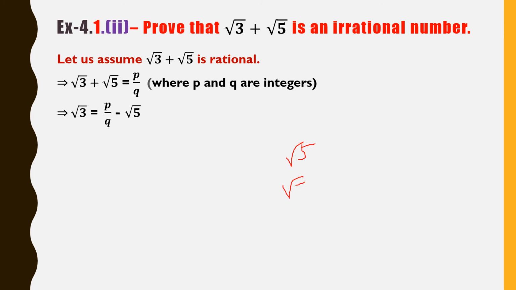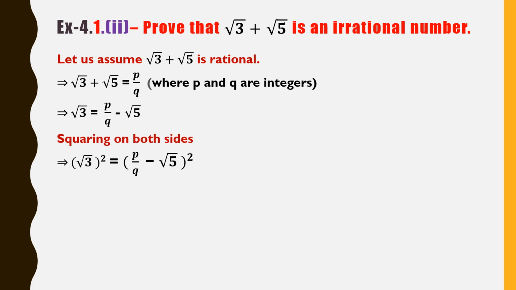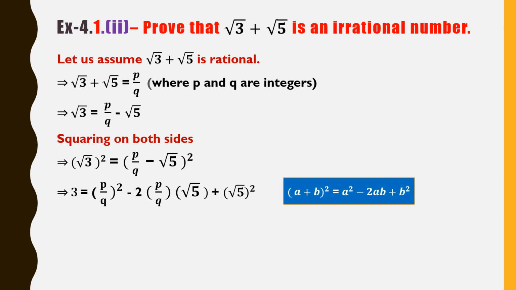Okay, here at the end I should have only one root, so I should do squaring on both sides. It is in the a minus b whole square form, right? Write in the a minus b whole square form. Okay, a is p by q, and b is root 5, and b square is root 5 square. Now here, square for both of them.